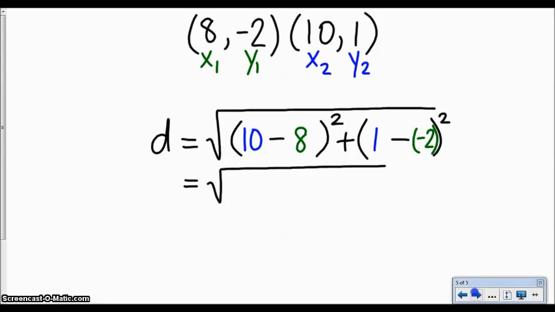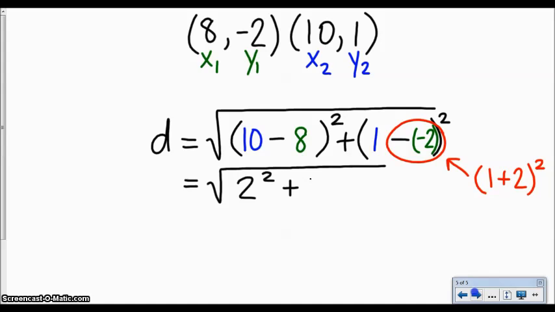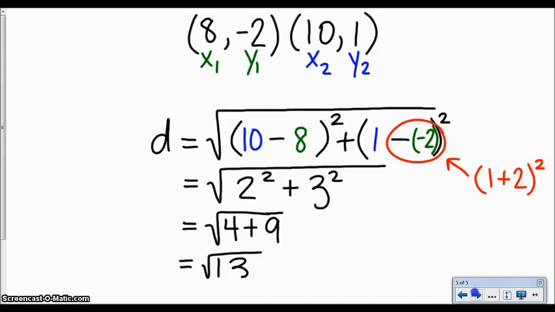So 10 minus 8 becomes what? 10 minus 8 just becomes 2 squared. Plus, okay, look here, we got this happening again. So minus a negative becomes adding, so this becomes 1 plus 2 squared, and 1 plus 2 is 3. So now 2 squared is 4, 3 squared is 9, 4 plus 9 is 13.